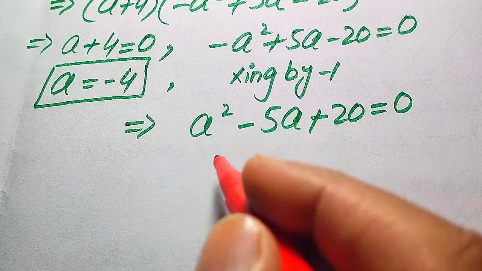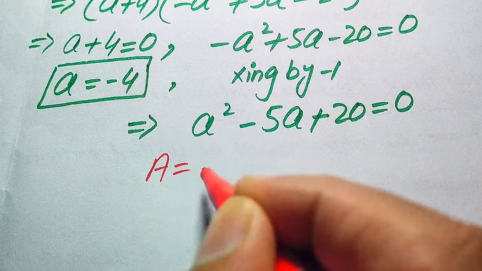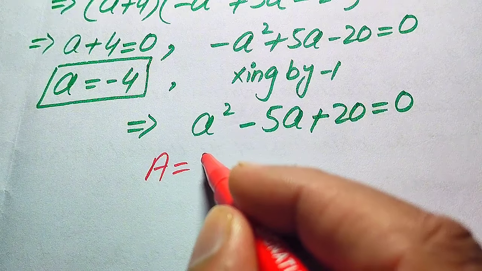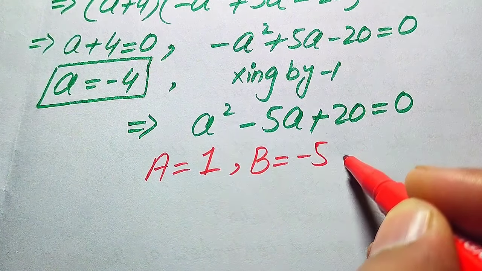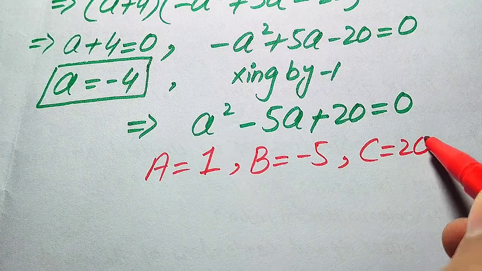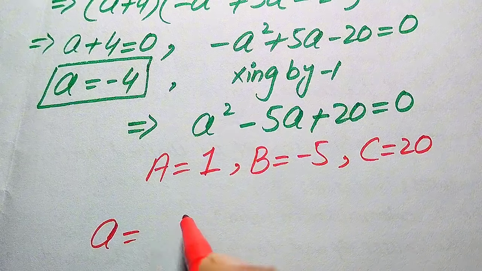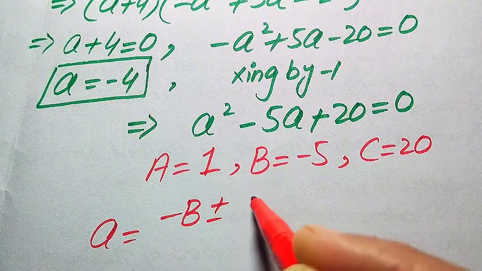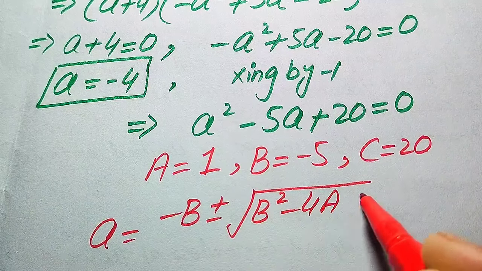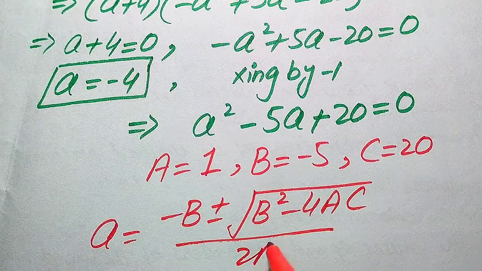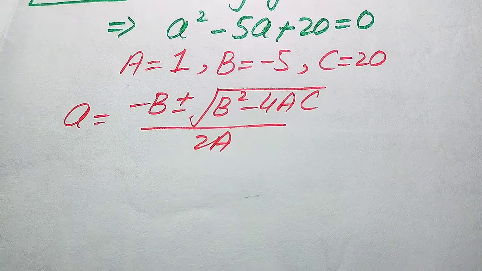So you see here, this equation becomes in quadratic form. So here we use the quadratic formula to solve this quadratic equation. So first we need to write the coefficients of this equation, and its coefficients are a is equal to 1, b is equal to -5, and c is equal to 20. And we state the quadratic formula as a is equal to minus b plus minus square root of b square minus 4 times of ac divided by 2 times of a.